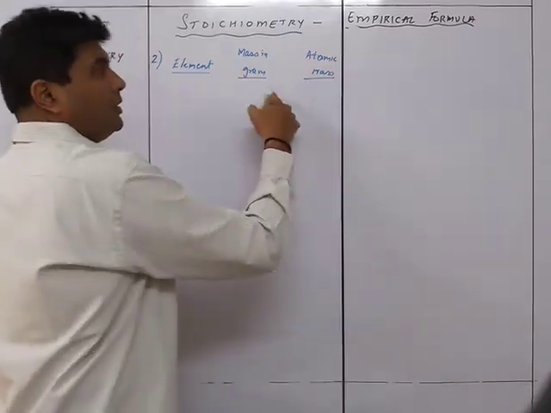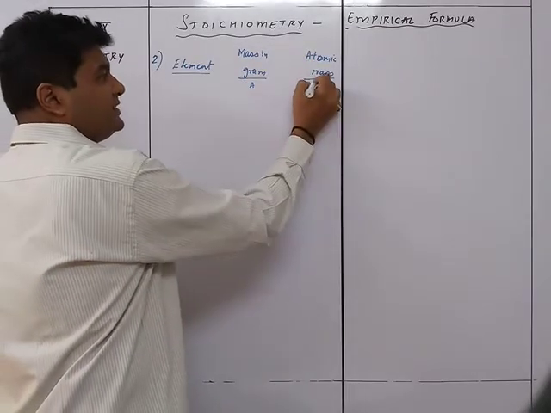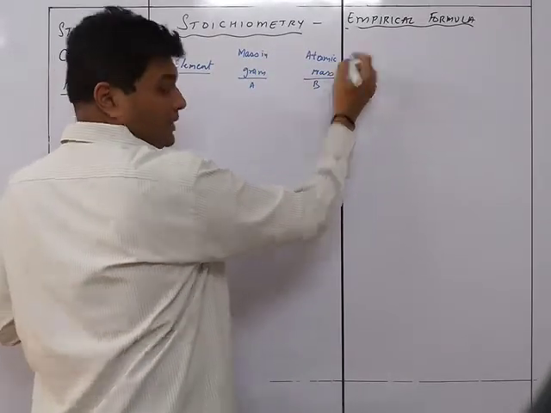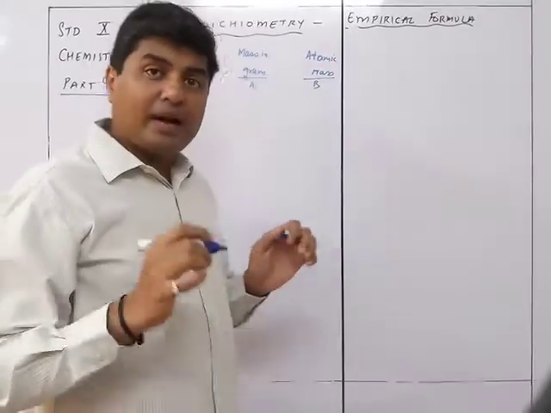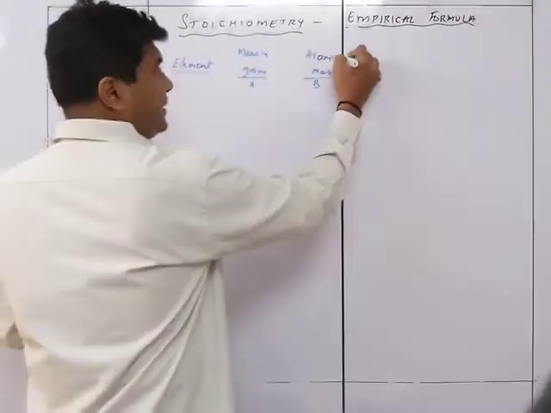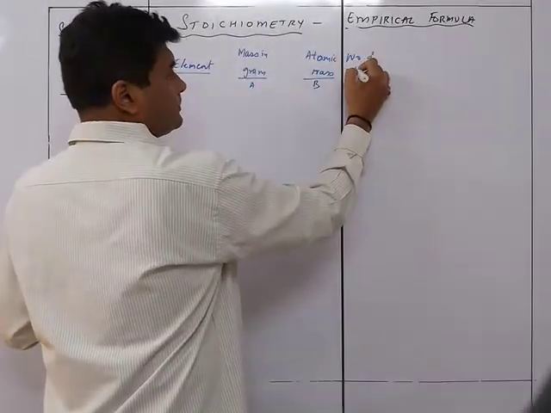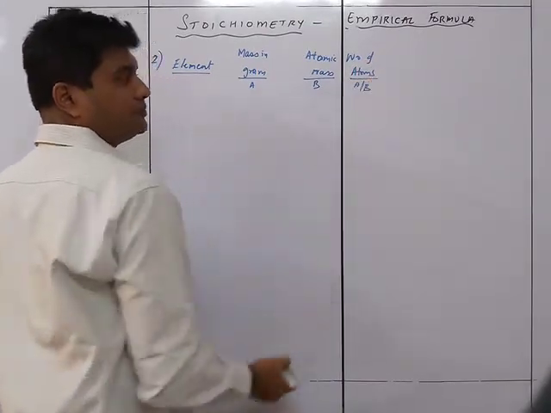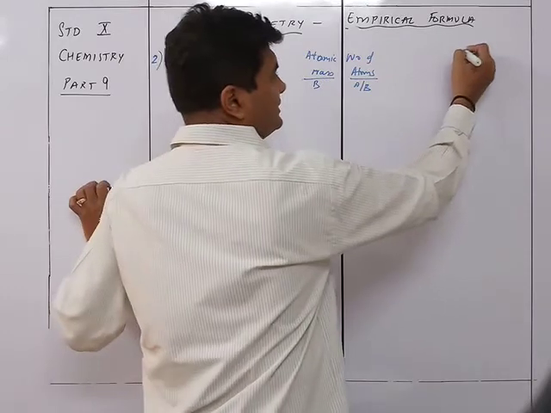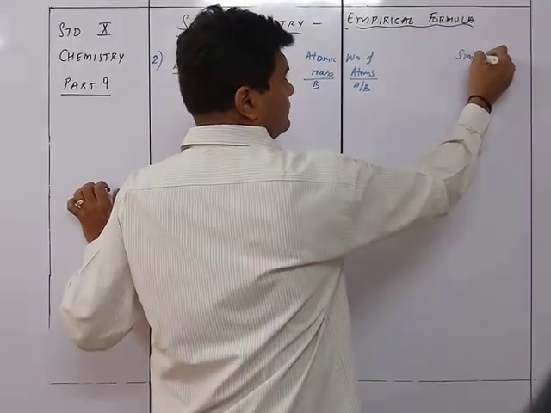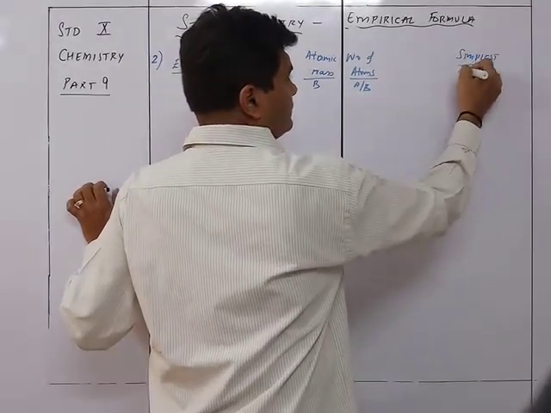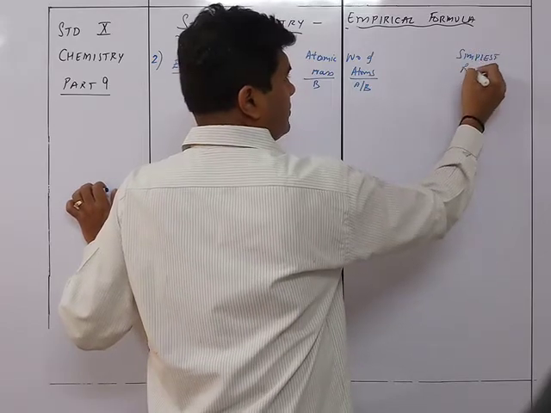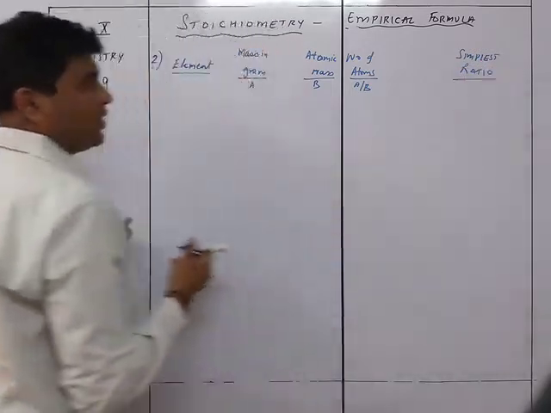Then we will do the same thing. This is A, this is B, and here we are going to write the number of atoms directly. So the number of atoms will be A upon B, and then we have the simplest ratio. Okay, this is what you are going to do.